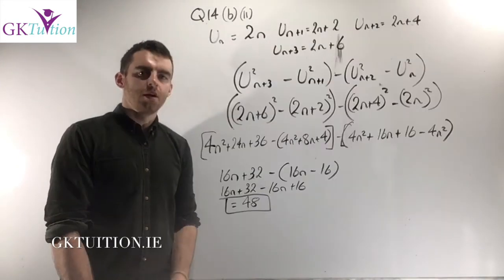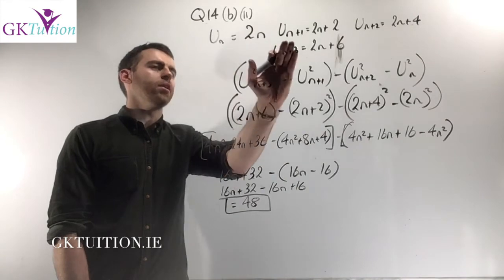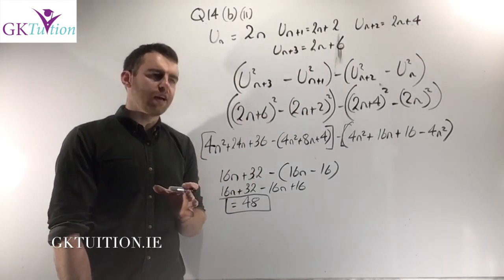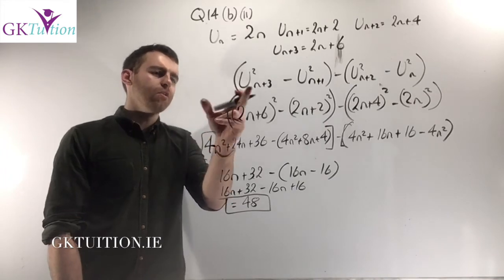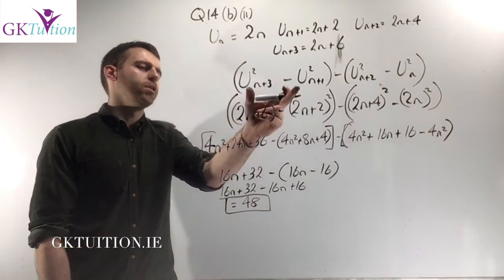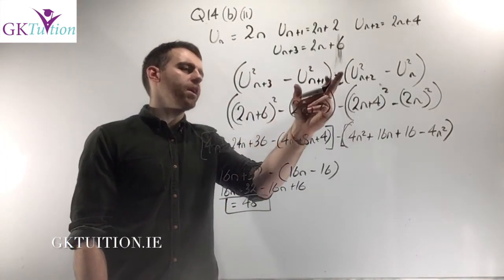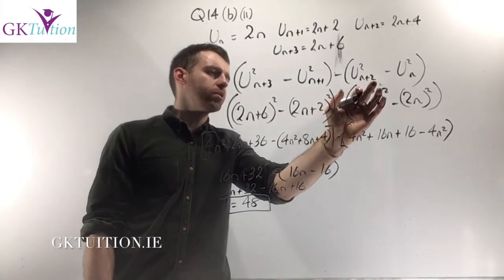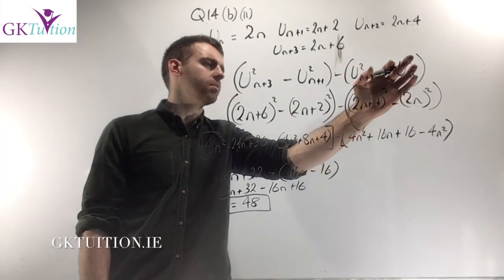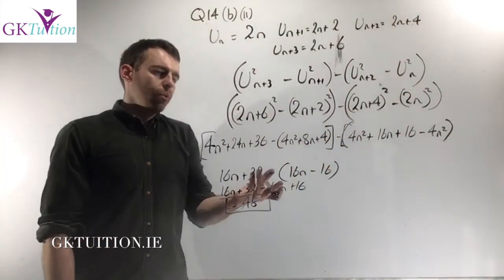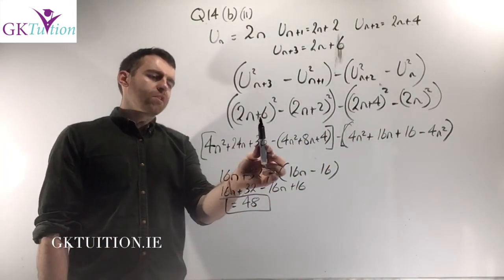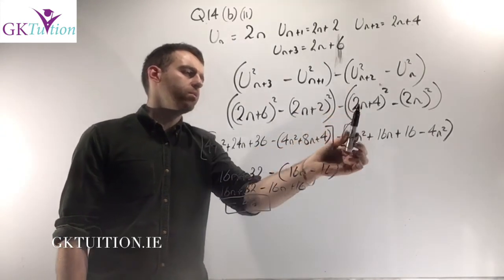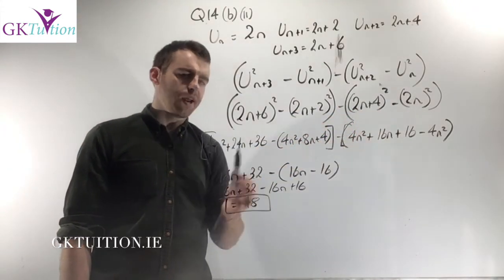Okay, so now that we've worked out un plus 1, un plus 2, and un plus 3, we can look at what they've asked us. They've asked us to prove that un plus 3 squared minus un plus 1 squared, so all of that's in brackets, and then we subtract un plus 2 squared minus un squared. So all I did was sub in. Un plus 3 is 2n plus 6, un plus 1 is 2n plus 2. Un plus 2 is 2n plus 4, and un is 2n.